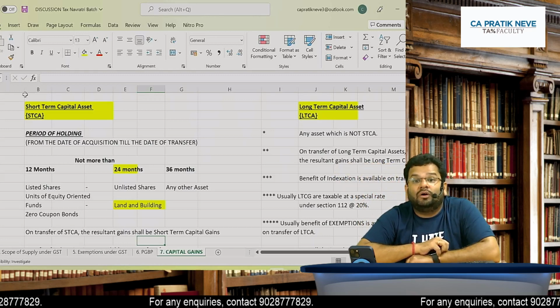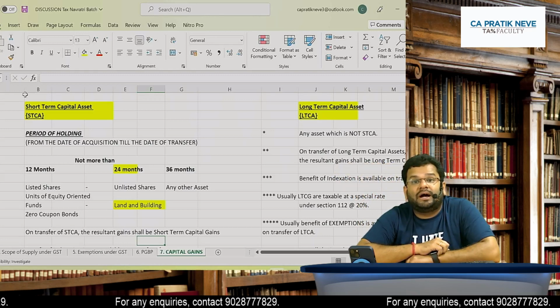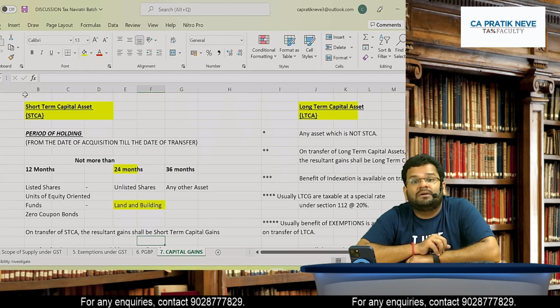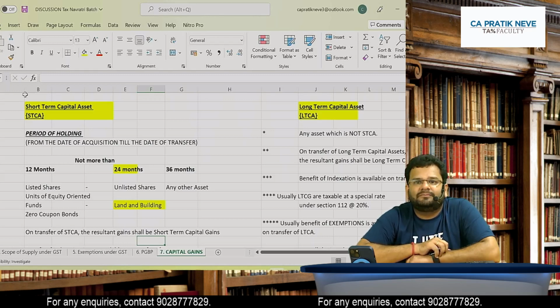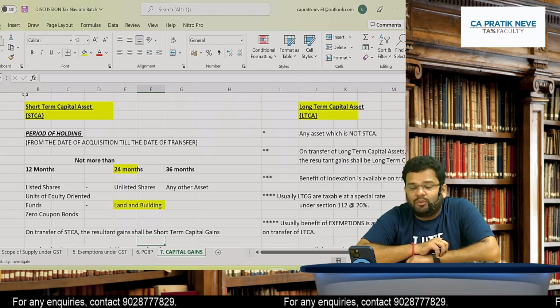Okay, so when you hold a particular asset for more and more time, it becomes a long term capital asset. So how do we bifurcate between long term and short term?